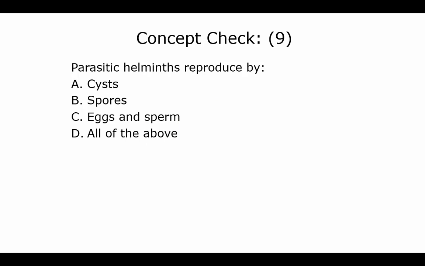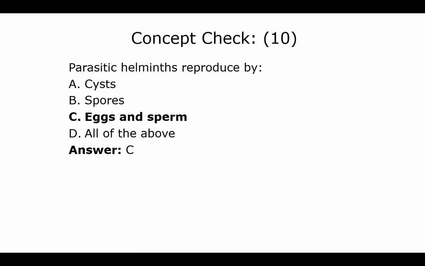Now your concept check here: parasitic helminths reproduce by cyst, spores, eggs and sperm, or all of the above. These are the only ones that have reproduced this way so far: eggs and sperm.